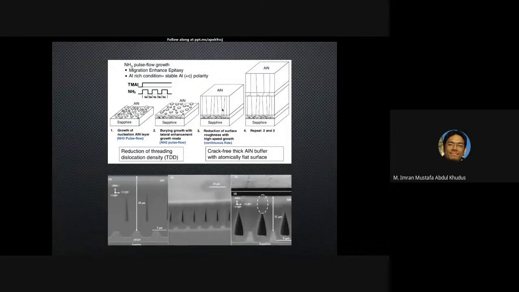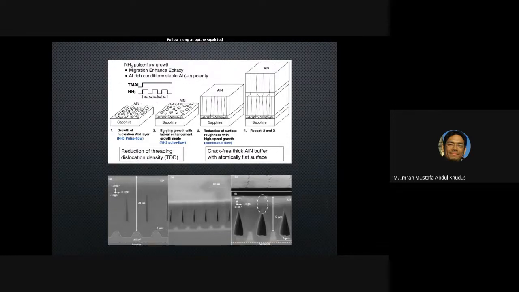Another way to remove the dislocation density is to use migration enhanced epitaxy or pulsed atomic layer epitaxy, PALE. This is the approach that we've used as well. So what you do is you pulse. When you're making this, you have precursor gases, and you pulse one of the gases. In this case, you pulse the ammonia. TMA, trimethyl aluminium, is the precursor gas that you need for aluminium nitride. So the aluminium comes from this and the nitrogen comes from ammonia, right? So you pulse your ammonia.